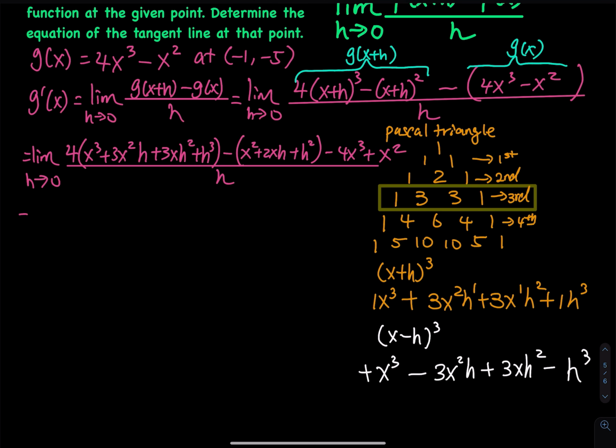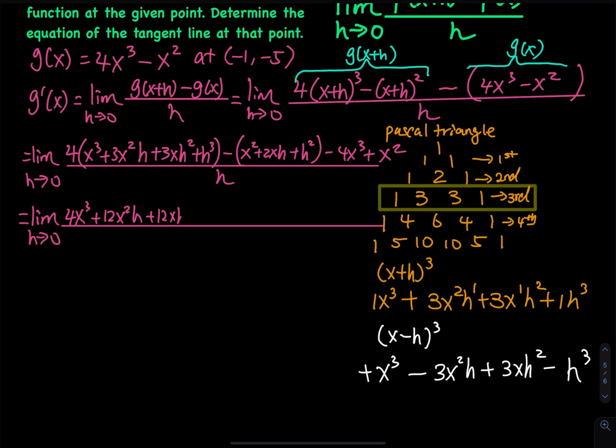And then multiply the 4. Long fraction bar. You have 4x to the third plus 12x squared h plus 12xh squared, and then plus 4x to the third. Double check. 4x to the third plus 12x squared h plus 12xh squared plus 4x to the third, and then minus x squared minus 2xh minus h squared minus 4x to the third, and then plus x squared. And then we have the whole thing divided by h.